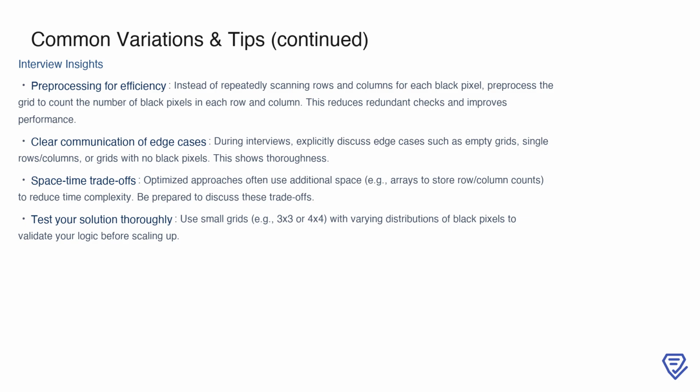Additionally, be prepared to discuss space-time trade-offs. Optimized solutions often require extra space, such as arrays to store row and column counts, in exchange for faster computations. Make sure you can explain why this trade-off is beneficial in the context of this problem. Lastly, always test your solution thoroughly. Start with small grids, like 3x3 or 4x4, that have varied distributions of black pixels. This helps ensure your logic is sound before scaling up to larger grids.